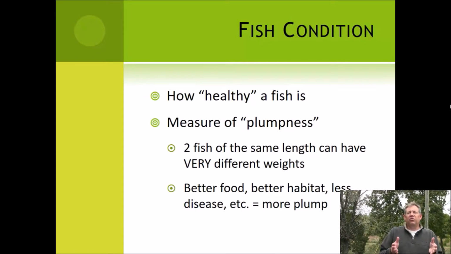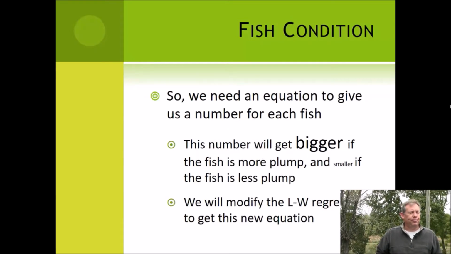So if you have two fish that are the same length, they can have very different weights. And if you have one that's getting better food, or the habitat's better, the water quality's better, or it's got less disease, it's going to be heavier at a given length. It's going to be more plump, and it's going to be in better condition. Well, by studying condition, we can understand a lot about what's going on in our fish population.